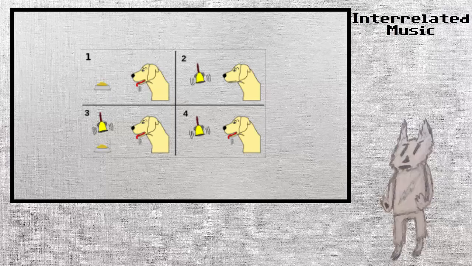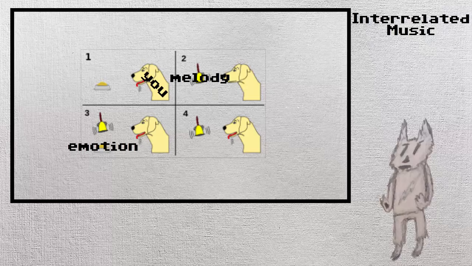Think of it like this. You condition a dog to want food when a bell is rung. So when you ring the bell, the dog is like, oh, it's food time. In the music's case, you are the dog, the bell is the melody, and the emotion is the food.